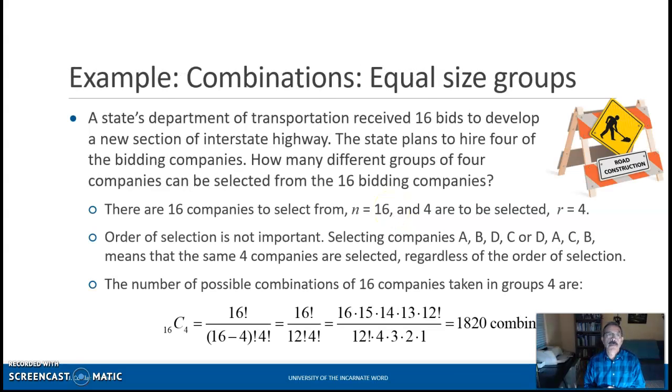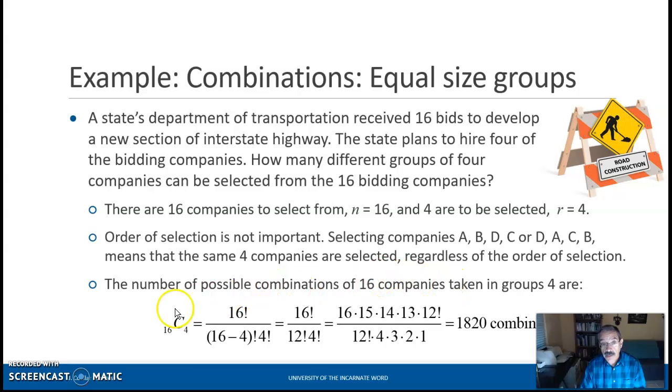All right, let's look at an example. A State's Department of Transportation received 16 bids to develop a new section of an interstate highway. The state plans to hire 4 of the bidding companies. The question is how many different groups of 4 companies can be selected from the 16 bidding companies. So in here we have 16 companies to select from, so N is 16, and 4 are to be selected, so R is 4. The order of selection is not important because if you select companies A, B, C, and D, or D, C, A, and B, that means you are selecting the same 4 companies for bidding on this project. So the order of the sequence is not important here.